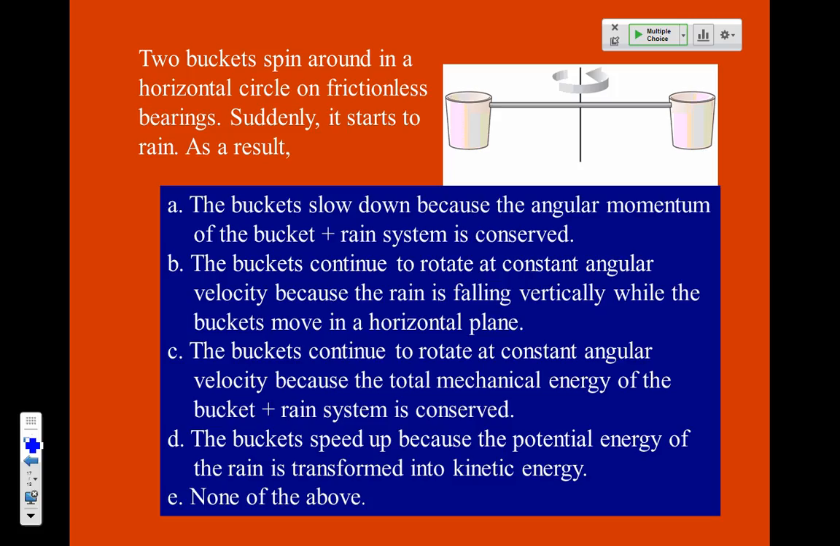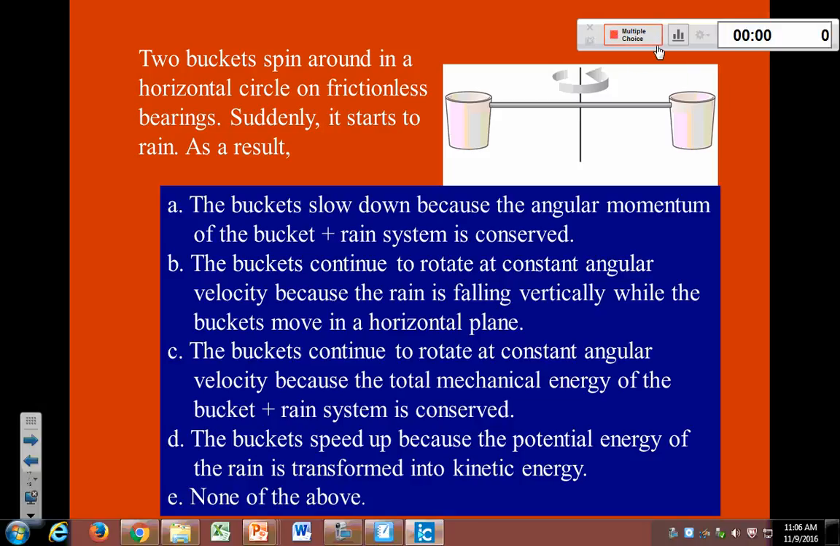Goodness, bless you. All right, two buckets spin around in a horizontal circle on frictionless bearings, and suddenly it starts to rain. What happens when it starts to rain? We had a very similar question to this back in chapter 5. Remember we had the cart rolling on the tracks and it rained into the cart? Same idea here.